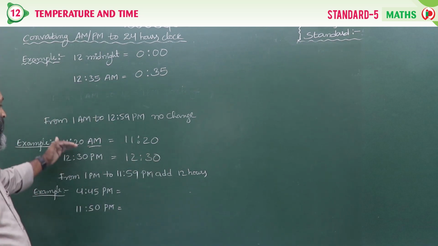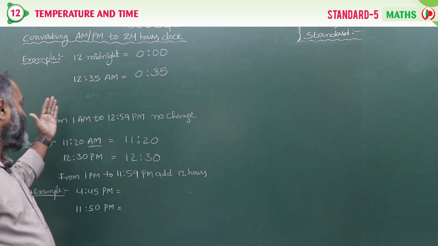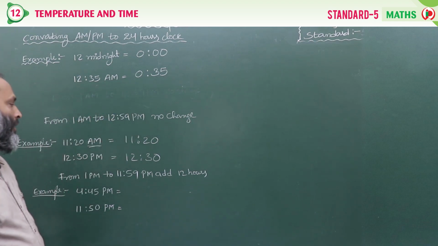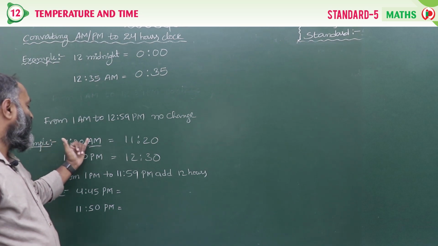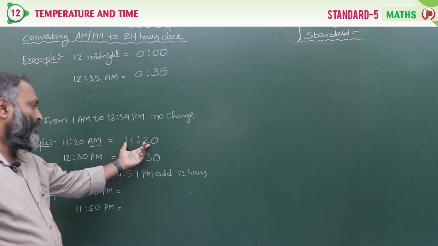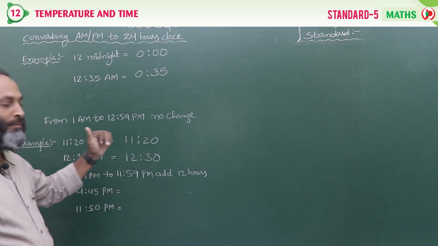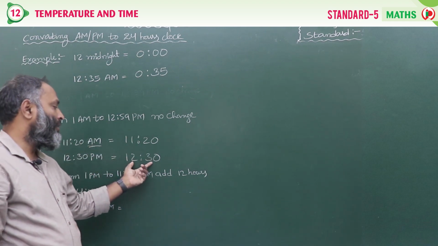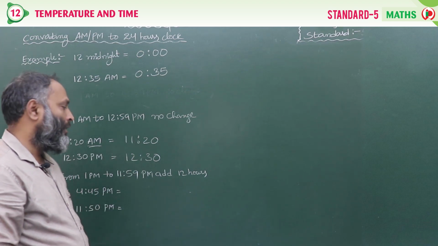Okay, AM and PM are both the same from 1 a.m. to 12:59 p.m. Here 11:20 a.m. in the 24 hours clock also represents the same. Here 12:30 p.m. in the 24 hours clock also represents the same time.